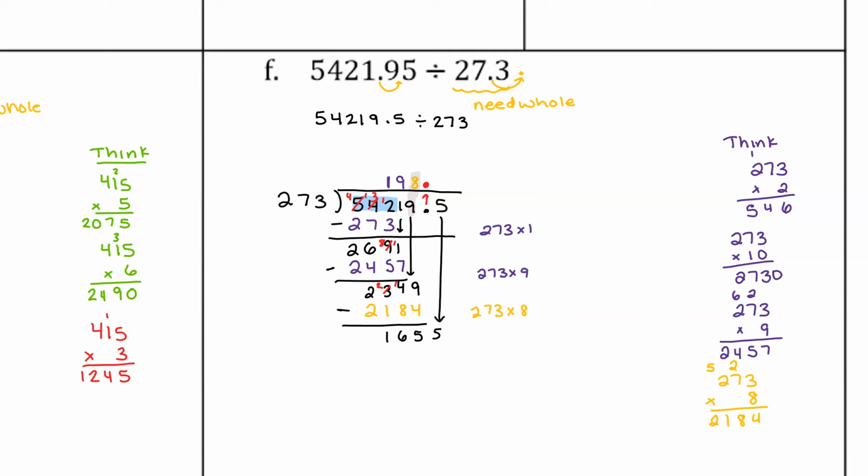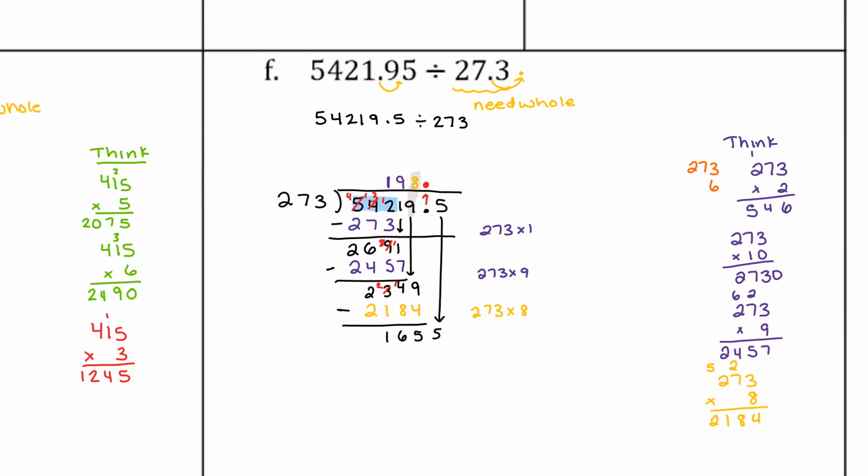So I want to multiply, or I want to find the number that I have to multiply 273 by to get close to 1655. Now let's think here. So multiplying by 8 gave me 2,000. So 8's too big. 7 would probably be too big. Let's try 6.